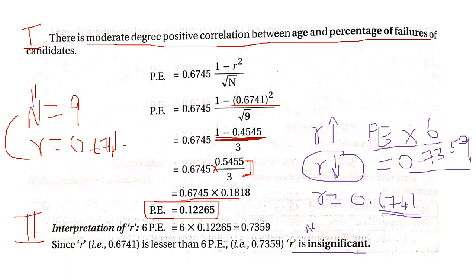Insignificant means it is not significant. So that is the actual interpretation that is supposed to come from probable error. Since, I'm repeating it again, since R value is less than 6PE, 6PE is nothing but 6 into PE. So since it is less, it is not significant or it is insignificant. Both mean the same. Okay, any doubt in this problem? Everybody understood?